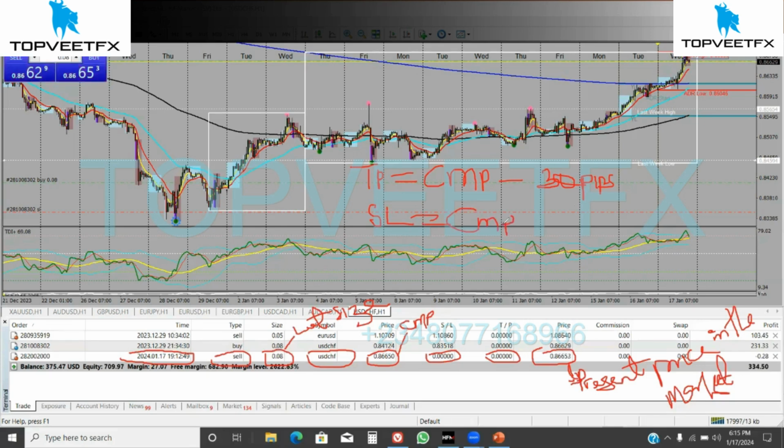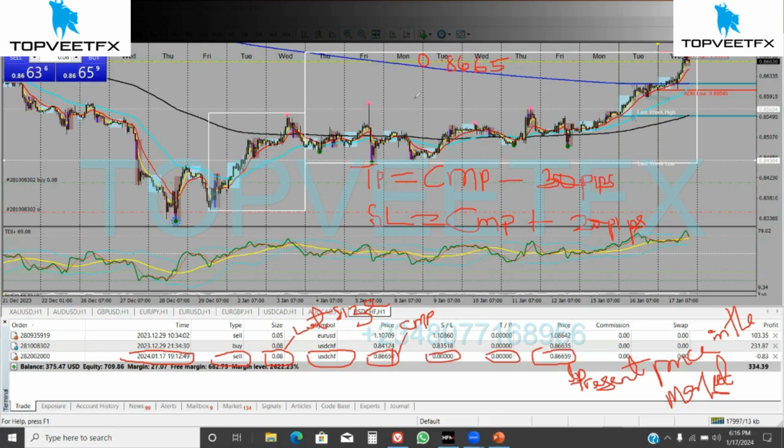CMP plus, let's say we are using 20 pips. Now, what is the current market price? Our CMP is 0.8665. So we don't need that 0 because it's a pipette.